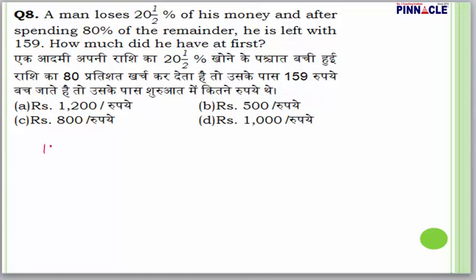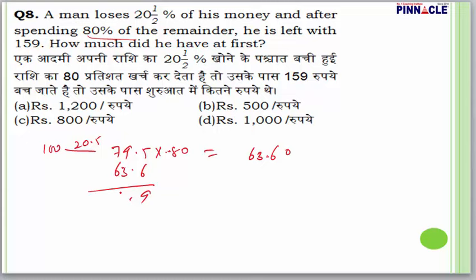20.5% loss means on 100 rupees, 20.5 is lost, so what remains is 79.5 rupees. After spending 80% of the remainder, 80% of this is equal to 63.60. Now what he has remaining is 15.9 rupees. If he is left with 159, how much did he have at first?